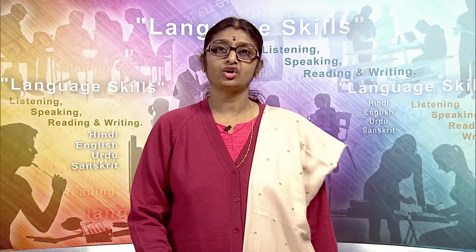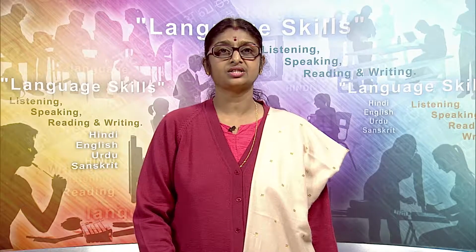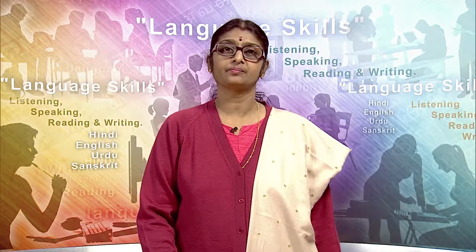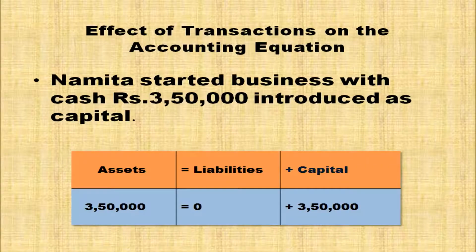What is the effect of the accounting equation in various transactions? Let us analyze it one by one. Namita started business with cash rupees 3,50,000 introduced as capital. So, in the asset side, the equation will come in this form: assets equals liabilities plus capital. In the asset side, you can open a column for cash. In the cash column, the cash balance of 3,50,000 will be shown, and in the capital column 3,50,000. So, assets equals liabilities plus capital, the accounting equation is satisfied.